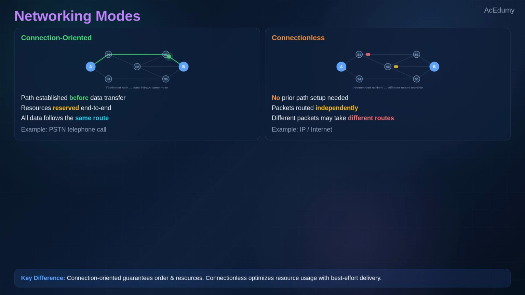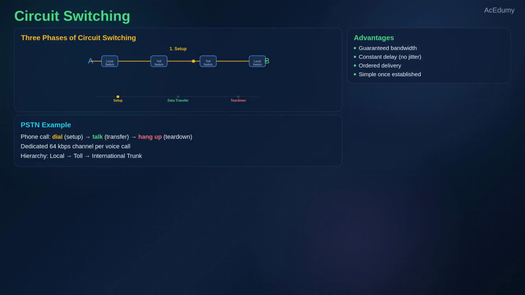In connectionless communication, there is no pre-established path. Each data unit, called a packet, is sent independently and may take a different route through the network. Think of it like sending letters through the postal system. Each letter finds its own way. These two modes lead us to the two major switching techniques: circuit switching and packet switching. Let us start with circuit switching.